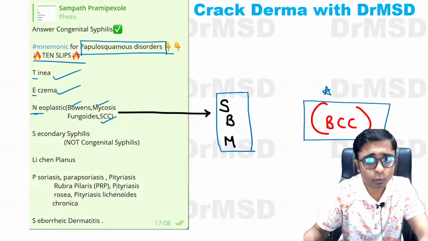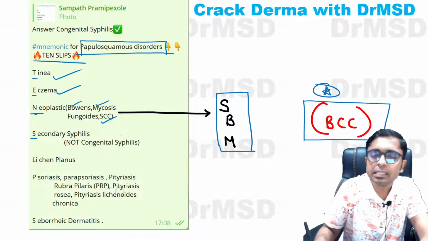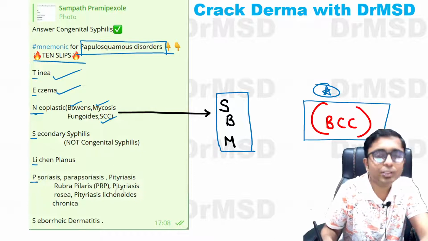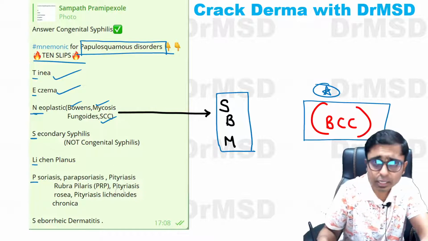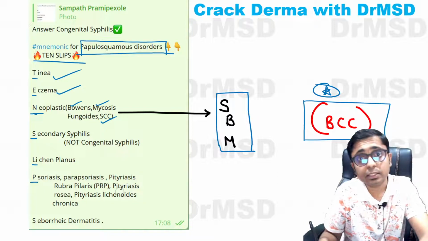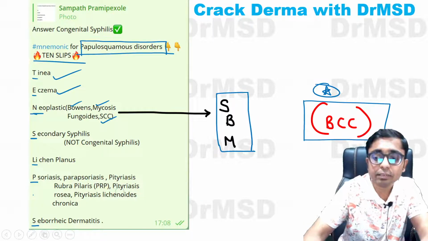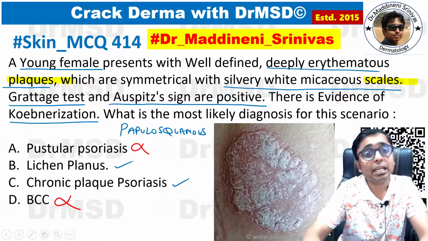This is very important. And S stands for secondary syphilis, L stands for Lichen planus, and P of course stands for psoriasis, parapsoriasis, Pityriasis rubra pilaris, Pityriasis rosea, and S stands for seborrheic dermatitis. So these are all the conditions in which papulosquamous lesions can be seen.